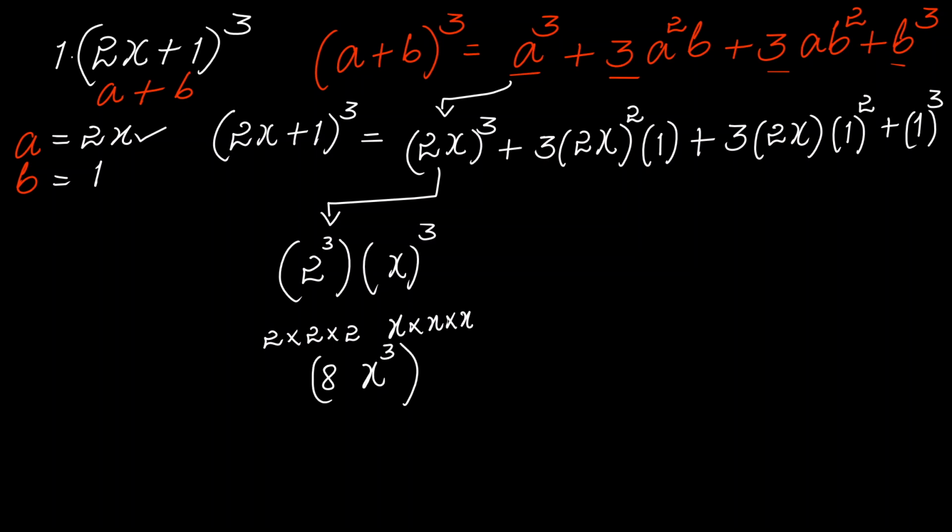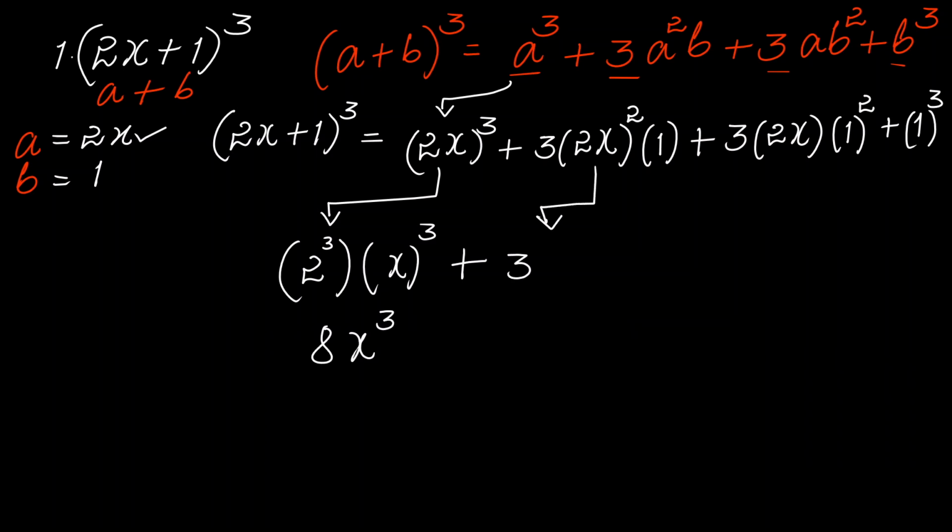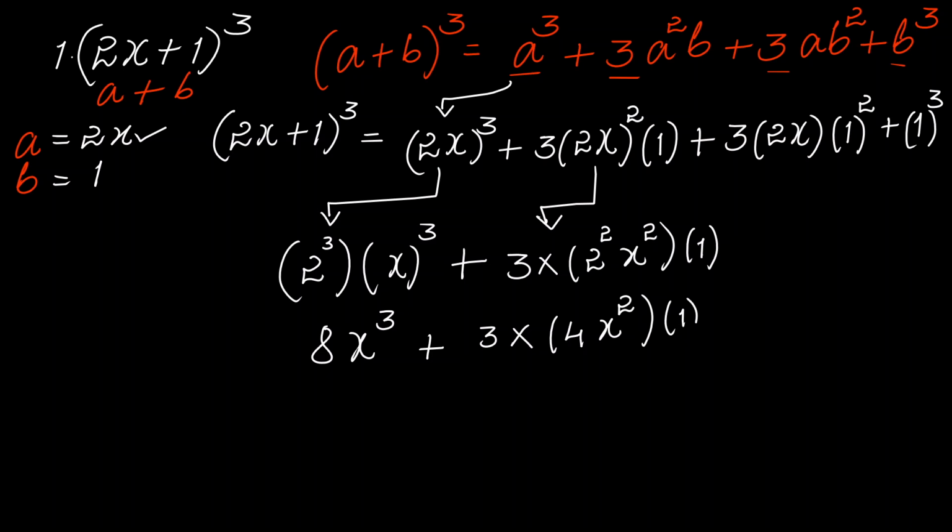Now let's move to the next term. Here we have 3 multiplied by 2x square multiplied by 1. So here the 2x square is 2 to the power 2 and x to the power 2. So how do you write? 2 to the power 2 is 4 and x to the power 2 is x square. So 3 multiplied by 4x square. 2 square is 4. So I am writing 3 multiplied by 4x square and 1 as it is. And if you multiply 3 into 4, 4 3s are 12. So I am writing here 12x square multiplied by 1 is same. So it is 12x square.